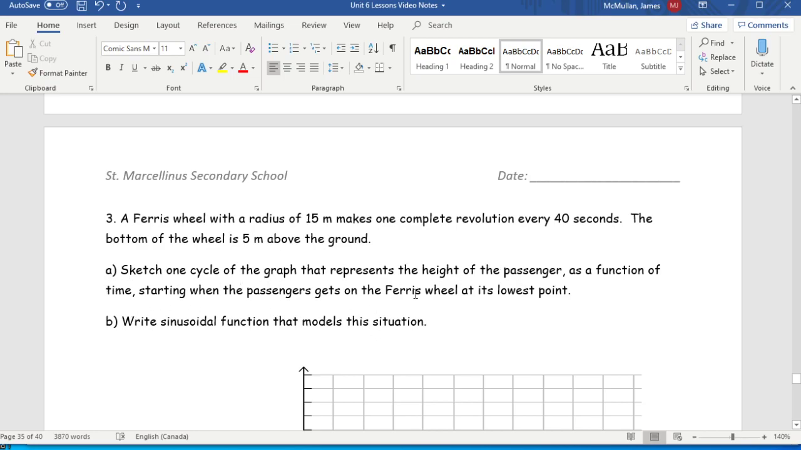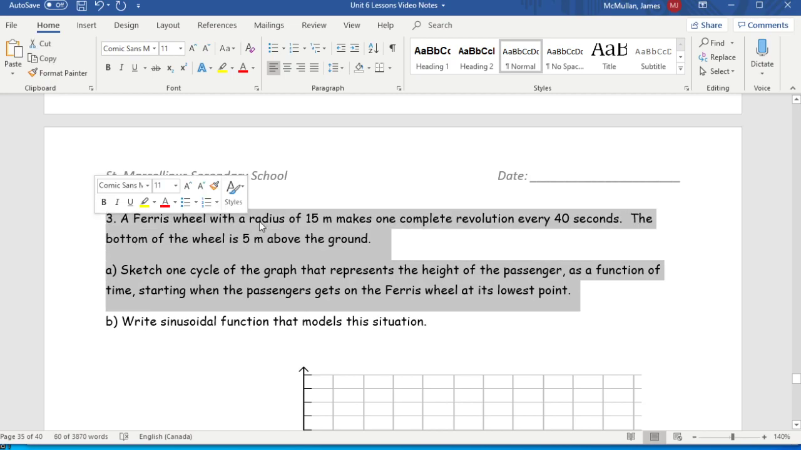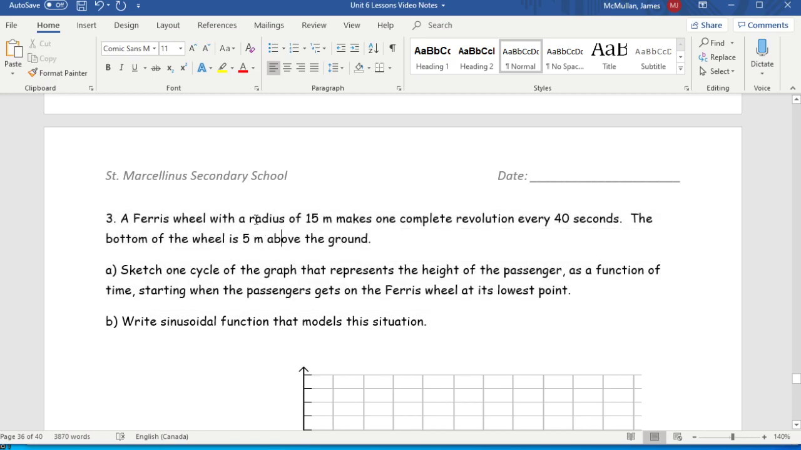I honestly don't think you'll have any trouble with this. This would be a good check-in. If you can't do this, then I would rewatch what I did in number 1, because the radius tells you the amplitude, the revolution tells you the period, the bottom of the wheel tells you the minimum. So you use the radius and the minimum to get the axis, right? The min equals 5, the radius equals 15, so the axis has to be 20, because 20 is the halfway point. If I go down 15 from 20, I get the minimum, which is 5, and you can go from there.